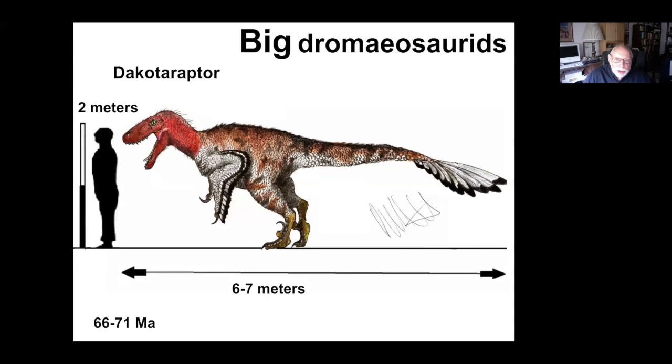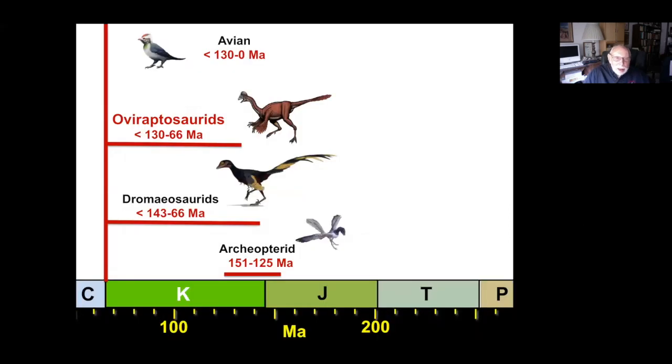And there were some big dromaeosaurids as well that I don't think I would care to meet on a dark night or even right out in the bright sun. So that's another possibility. But then there are the Oviraptorosaurids as well, and they have some very bird-like members.